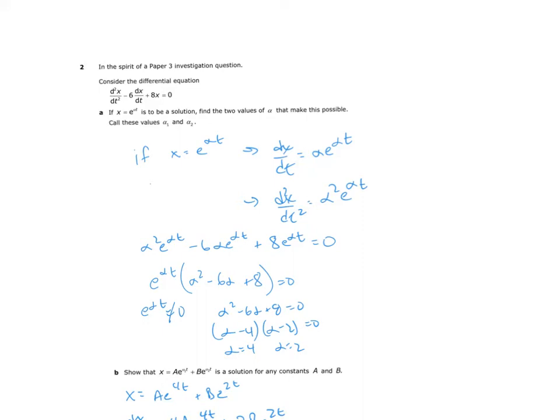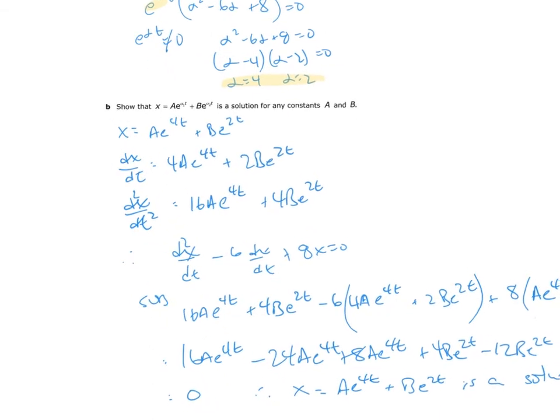Okay, so in this problem here, it's quite involved. Given this particular differential equation, we're told that this is a solution. There's going to be two values of alpha. If we take x and then take the derivative, alpha comes down. We take the second derivative, we get alpha squared. Then we plug this value in for the second derivative, this in for the first derivative, and this is our x value. We get 0, we simplify it, factor out the e to the alpha t, and we end up with alpha being 4 and 2.